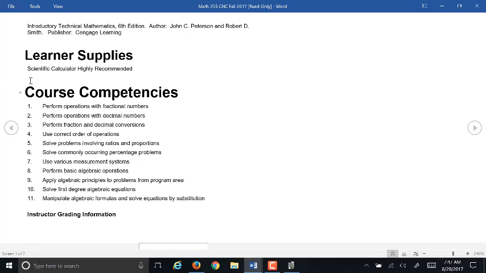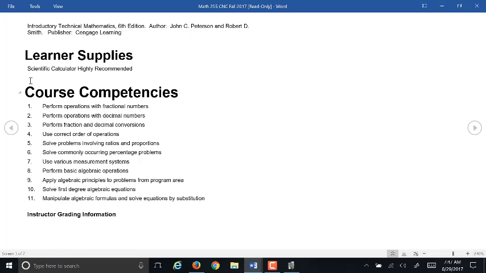Okay, course competencies. Right here is listed the 11 topics for this course. Operations with fractions, decimals, and whole numbers. And I throw in there integers, the negative numbers. And that's actually the part that most people struggle with the most, the negative numbers.